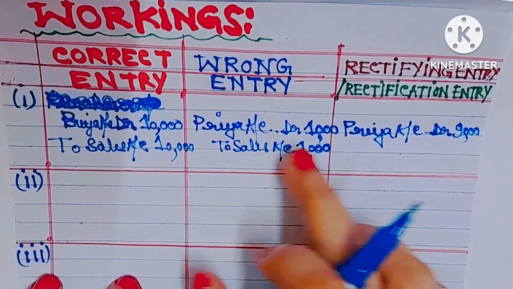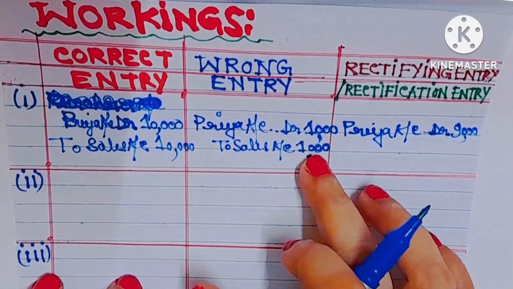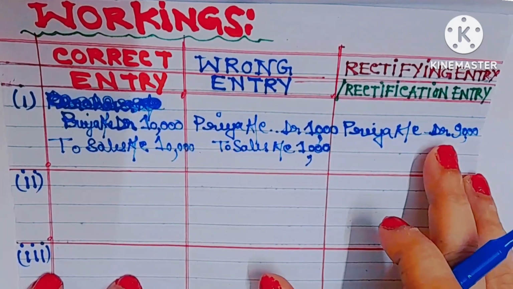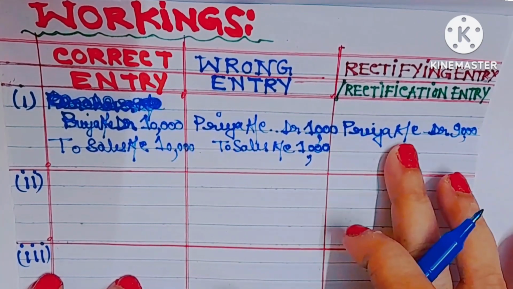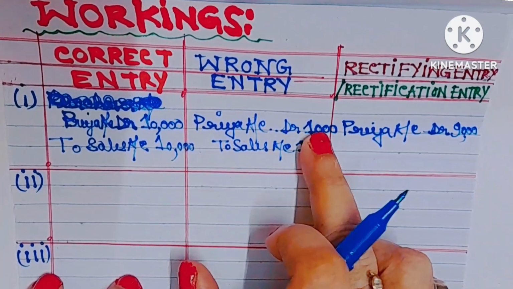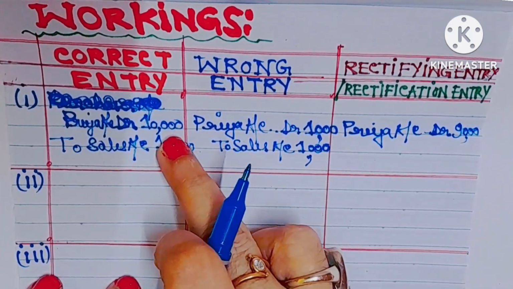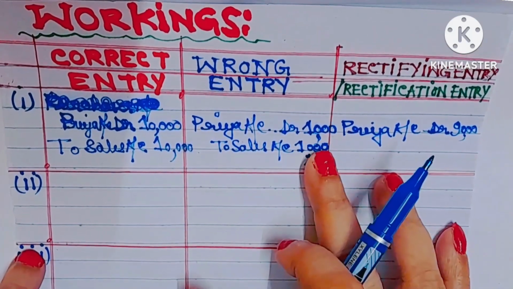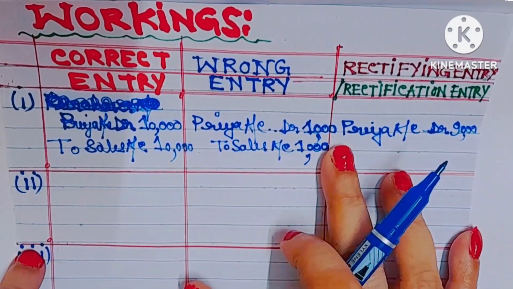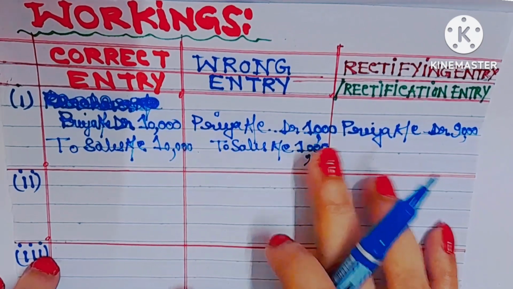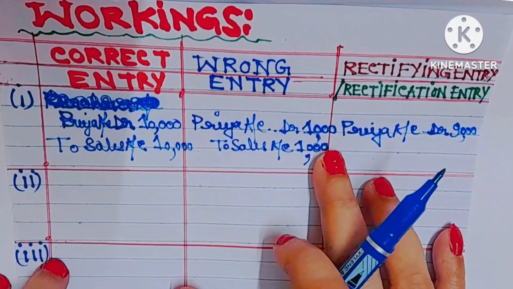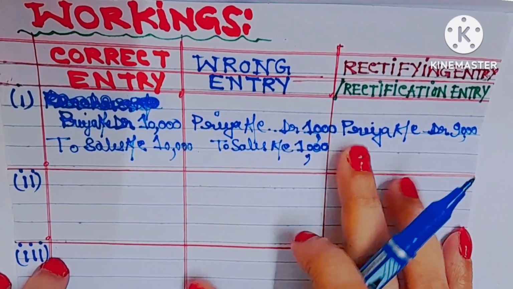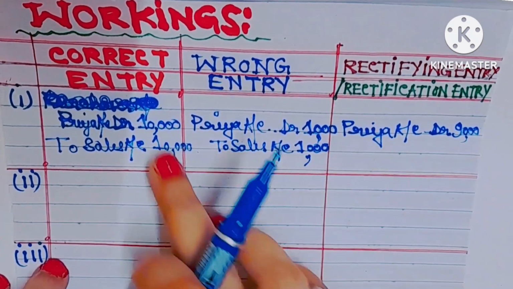Since they have recorded rupees 1,000 on the debit side in the wrong entry, if I write rupees 9,000 on the debit side more, then obviously the amount will be rectified, since 1,000 plus 9,000 will give you 10,000. So they have recorded rupees 9,000 less. If we record rupees 9,000 on the debit side, then the wrong entry will be rectified because 1,000 plus 9,000 will give you 10,000.